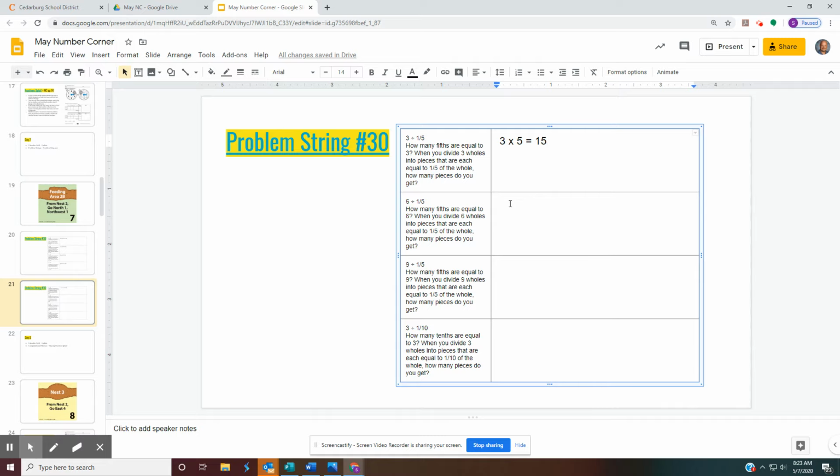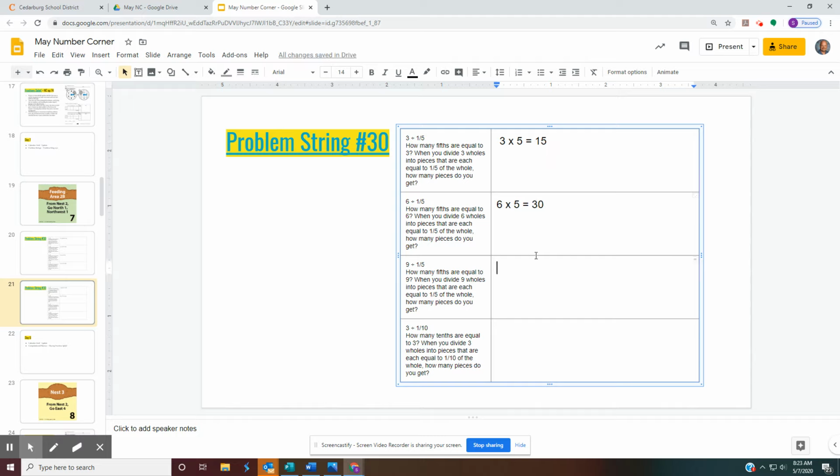All right, welcome back. Hopefully you've finished the last 3 problems in our problem string. The next one is 6 divided by 1/5. So how are we going to figure this out? Well, I do know that 6 is double 3. So I can go 6 times 5. I'm going to look at hopefully having double my answer. And look at that. What do you know?